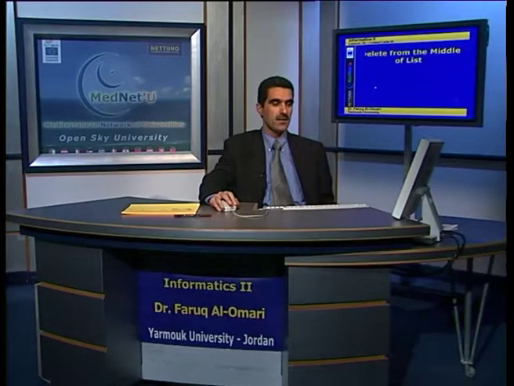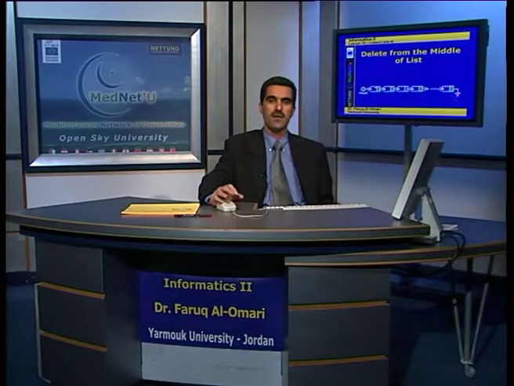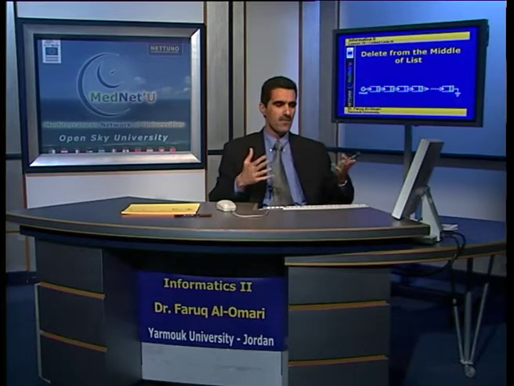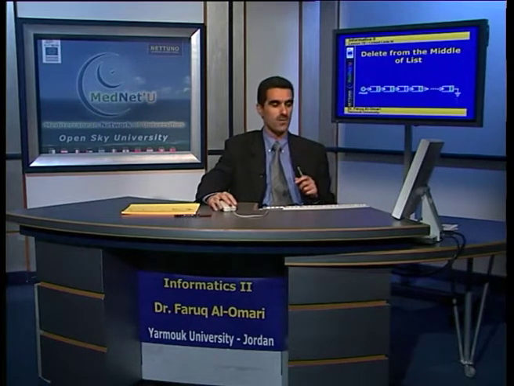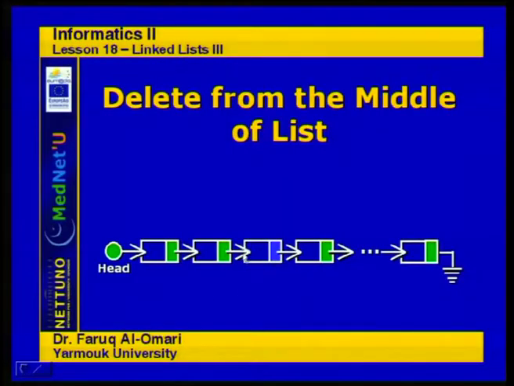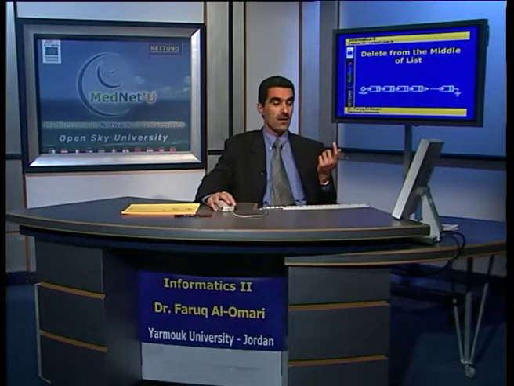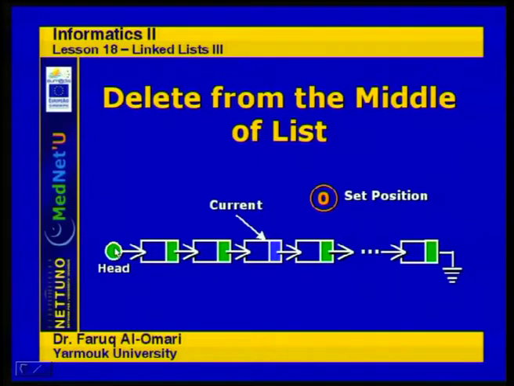All right, let's see how we delete if I'm in the middle of the list, and let's see how different it is from deleting the first one. Let's say I would like to delete this node. What do I need to do? I need to set position again. All right, setting the position means I need to start from here and keep going till I find my target. Make current point to that node. Okay, what do I need to do after that?